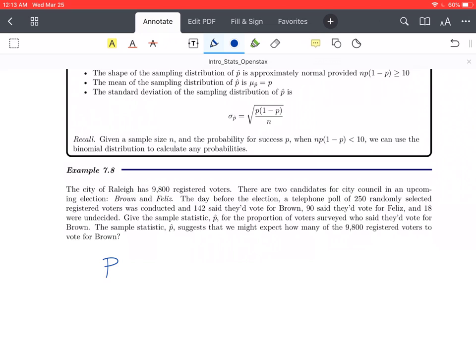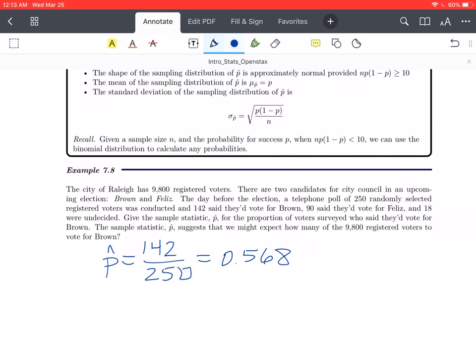So p hat, the sample proportion, is going to be 142 said they'd vote for him out of the total 250. So that equals 0.568. So about 57% of the people sampled said that they would vote for Brown.